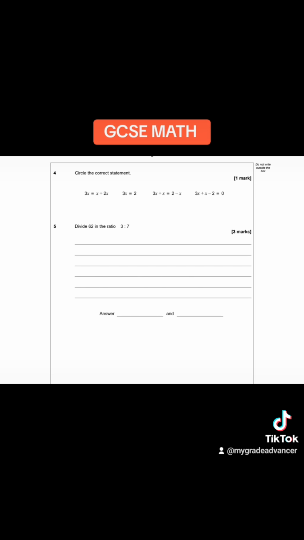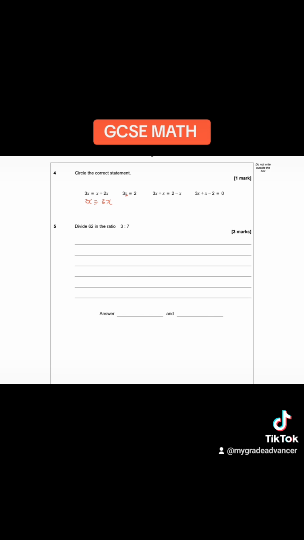Now let's move to the next question, where we are asked to circle the correct statement. Of course, when you look at this, you just have to solve them easily. 3x is equivalent to x plus 2x, and if you check that, x plus 2x will also give us 3x. Now, when you check this, we are not certain that 3x will be equivalent to 2. Why? Because we do not know the value of x.